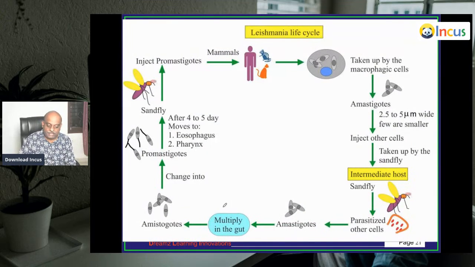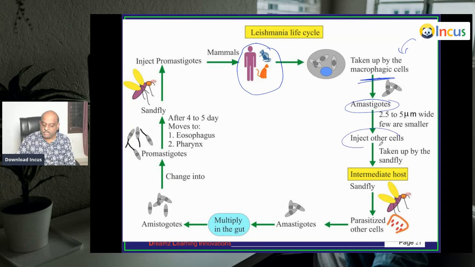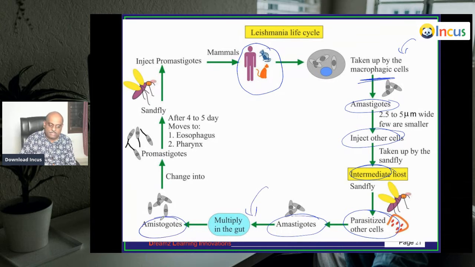So typically, if you look at the cycle of the Leishmania in human beings, it is taken up by the macrophagic cells that release amastigotes, which infect other cells. And the amastigotes are the form taken up by the sandfly, which is an intermediate host. And it will parasitize other cells, release the amastigotes, multiply in the gut, and release the amastigotes.